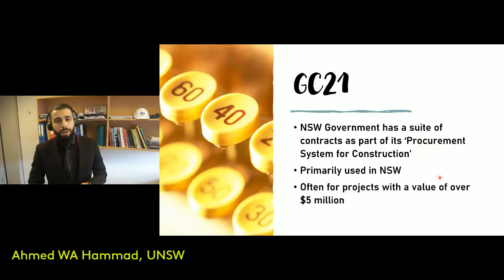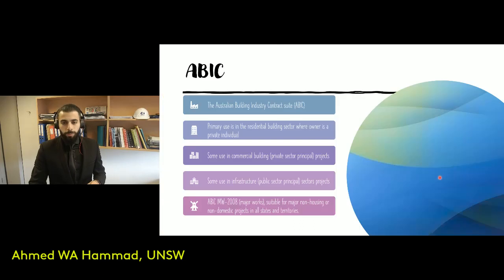The GC21 is again another important standard form that's adopted specifically in New South Wales by the government. So whenever you've got government projects, especially infrastructure government projects, that's the standard form that you would adopt, and it's usually projects with a value of over $5 million.